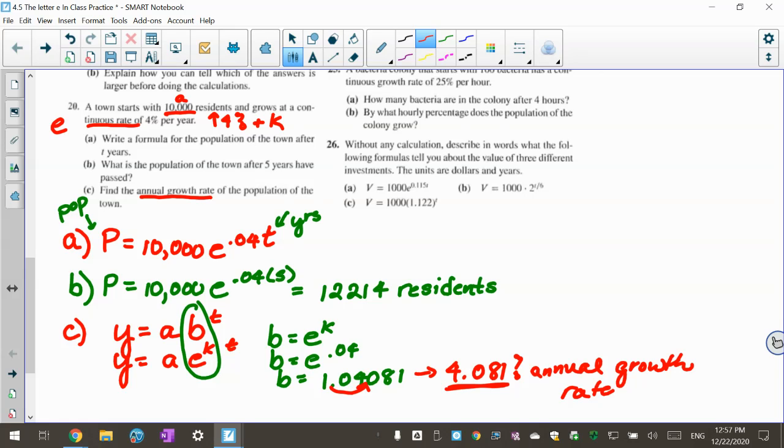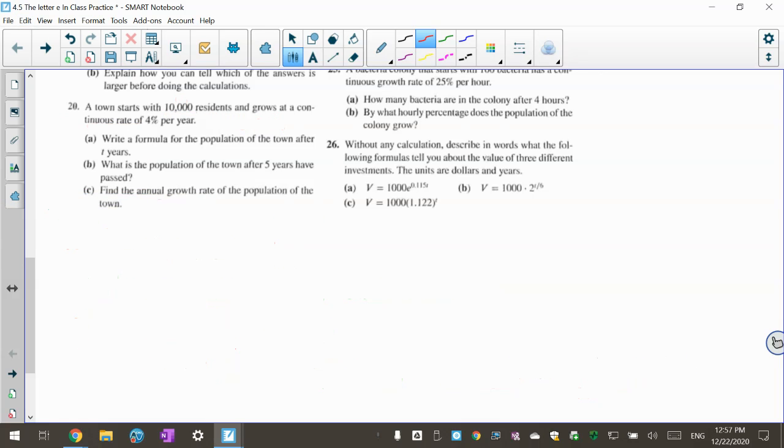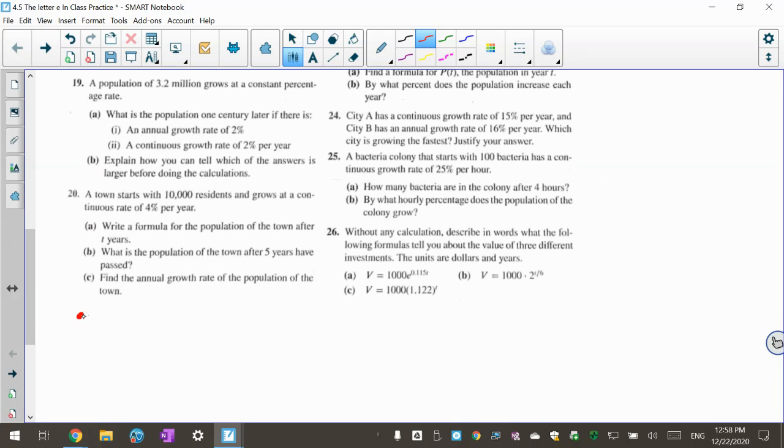All right, the next thing I have to do is 24, which is also on this page. So I'm going to clear this. Here's 24. It says, City A has a continuous growth rate of 15% per year. City B has an annual growth rate of 16% per year. Which city is growing the fastest, and justify your answer? So let's set this up. I'm going to set them both up.